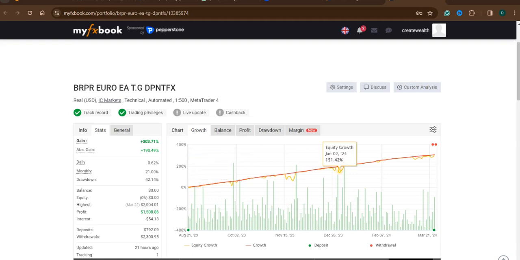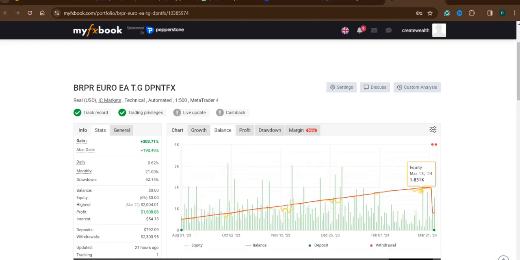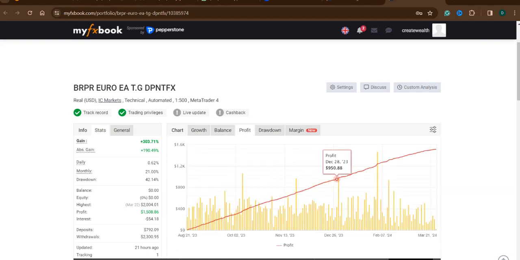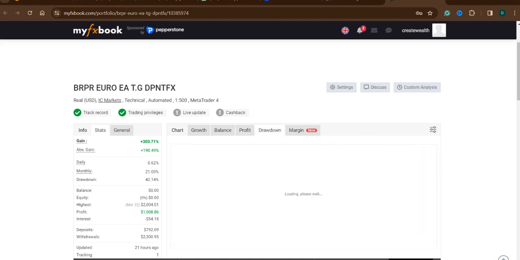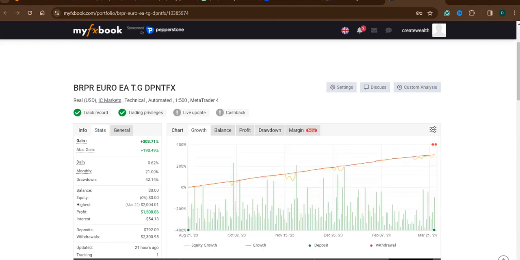If you want to see the growth graph, this is this one. The balance graph, this one. This is showing the balance going down because we made a withdrawal. And in the profitability graph, you can see like this. And this is the drawdown graph. So in a span of 7 months, monthly it was over 21%, and the maximum drawdown was 42.14%.